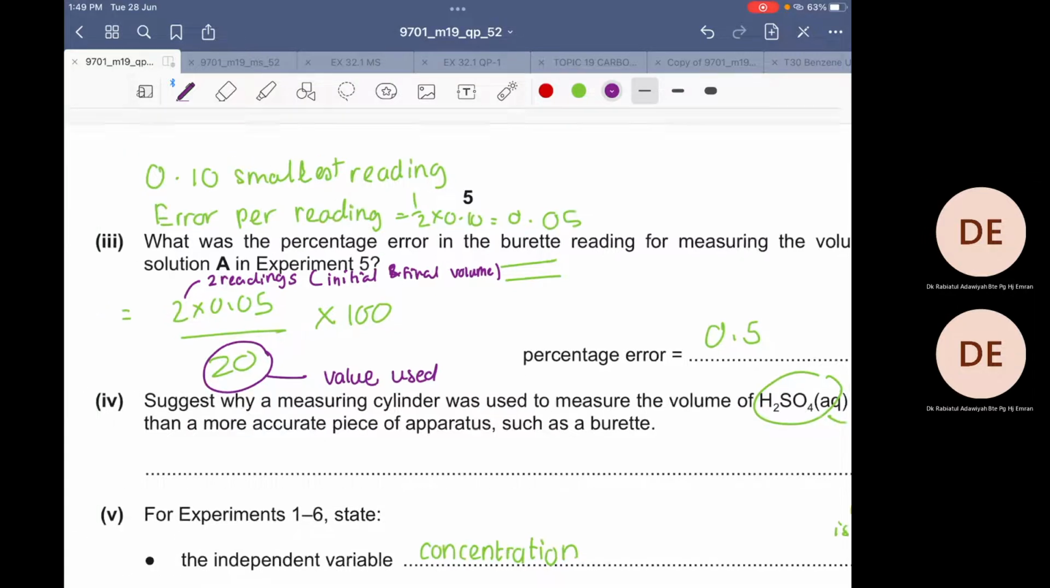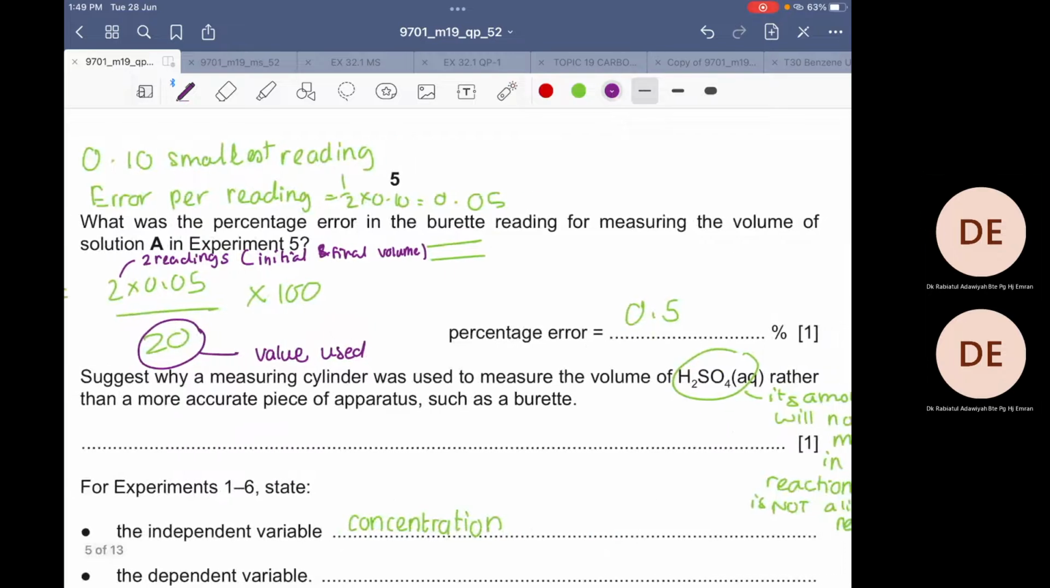Suggest why a measuring cylinder was used to measure the volume of H2SO4 rather than a more accurate piece of apparatus. Now, the fact that we don't use an accurate apparatus for sulfuric acid means it's probably not that important. What I mean by not important is that the value, whether it's 25.0 or 25.1 centimeter cube of sulfuric acid, does not matter. Whereas for the other solutions, it does matter. 0.10 centimeter cube of difference does matter.